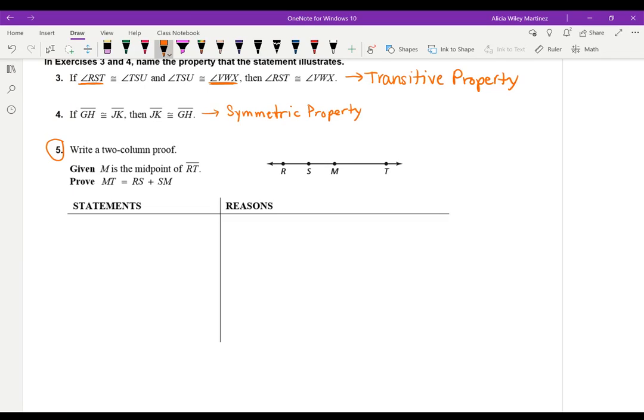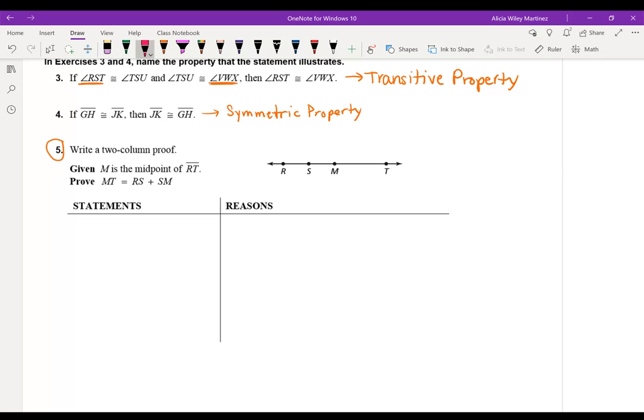Okay, so let's take a look at number 5. In number 5, it says write a 2-column proof. We have a given statement and we have our proof statement. Remember, a given is what you should start with. Your proof should be the very last step. They've also given us this picture over here of a line with a bunch of points on it. All right, so let's get started.